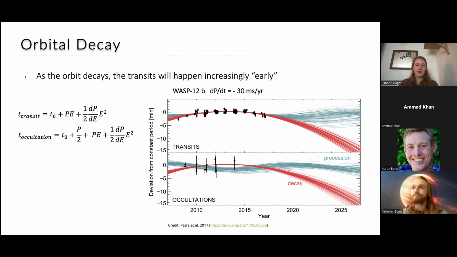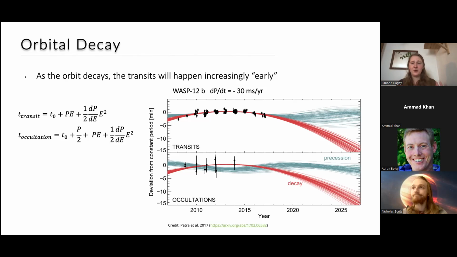We're looking for planets where if we look at all the transit times and we take away that linear model, we can see this quadratic trend. I also included the occultation equation because they use that in this paper, but you're just adding half a period, so it's not really that different.